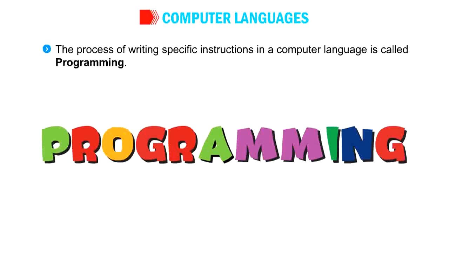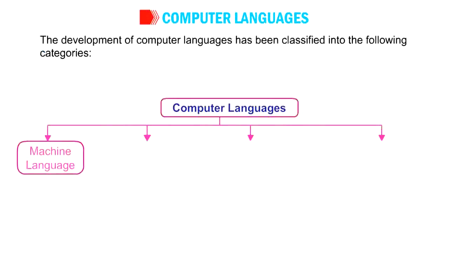We write, I am going. Will you write am going I? No, because there is an order in English grammar. Same way, in programming also there is an order. Such kind of order of statements is called syntax. The development of computer languages has been classified into the following categories.